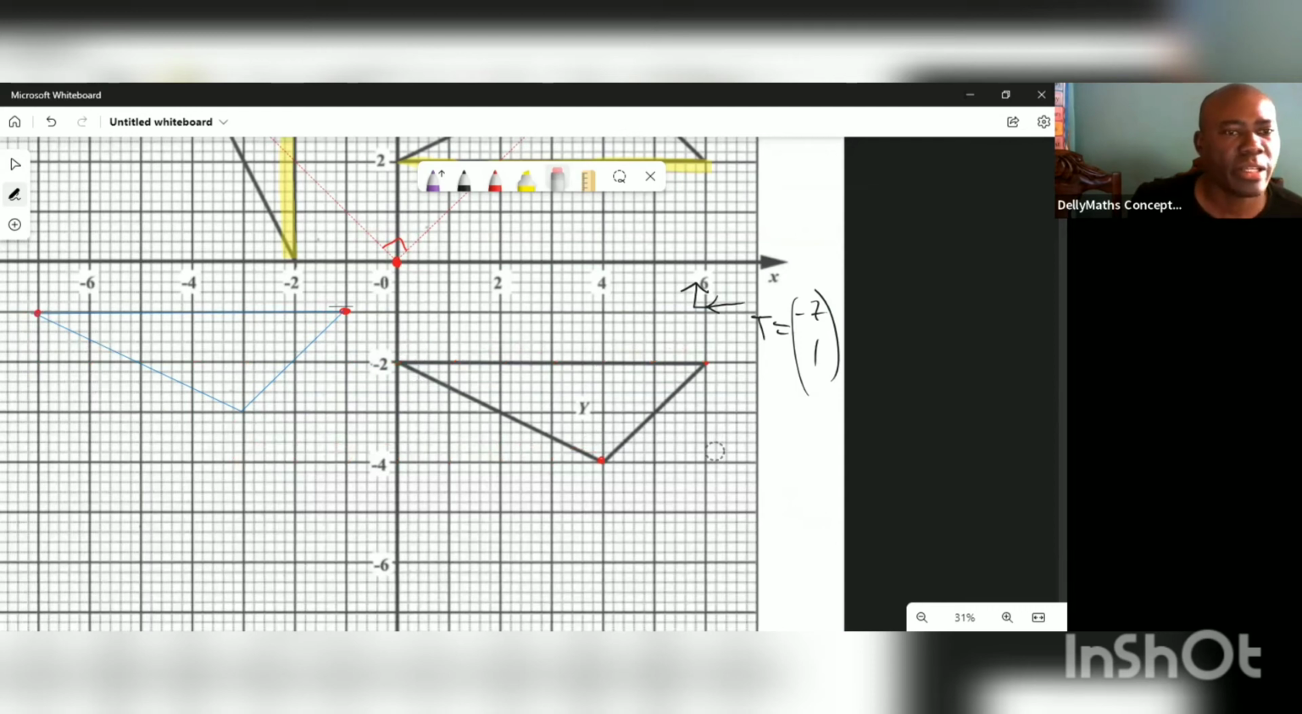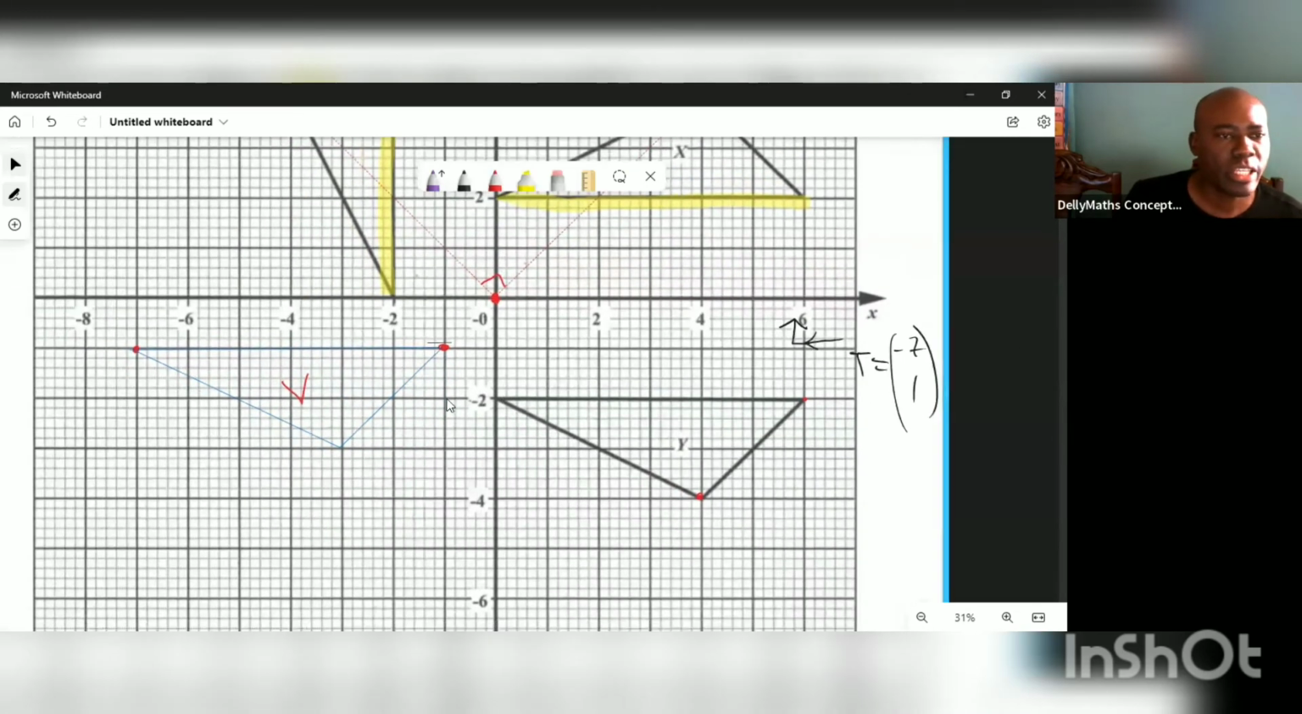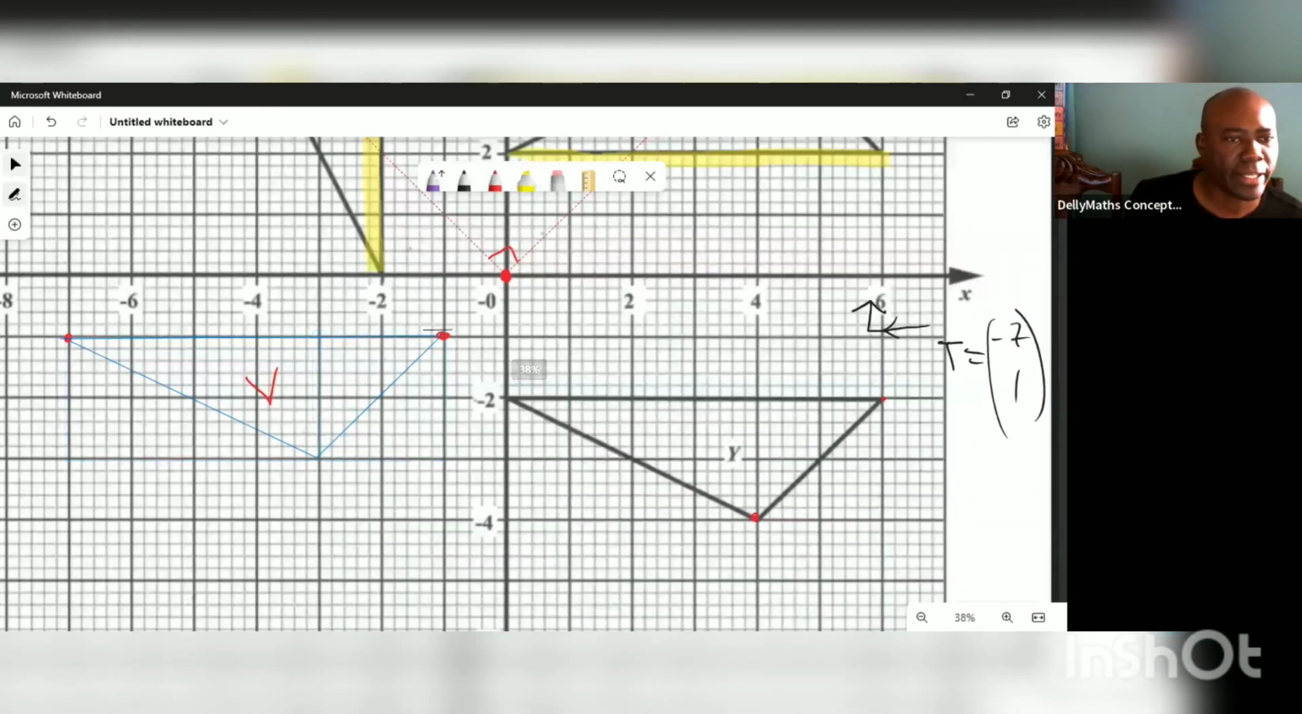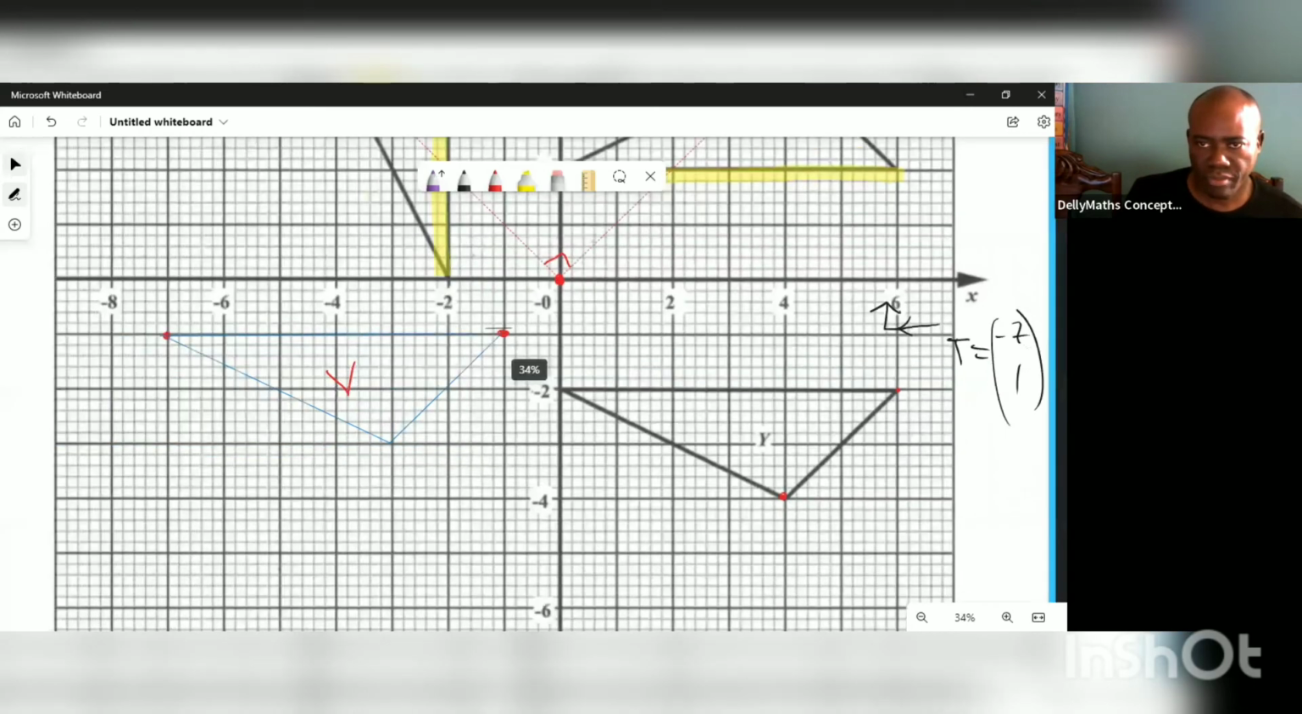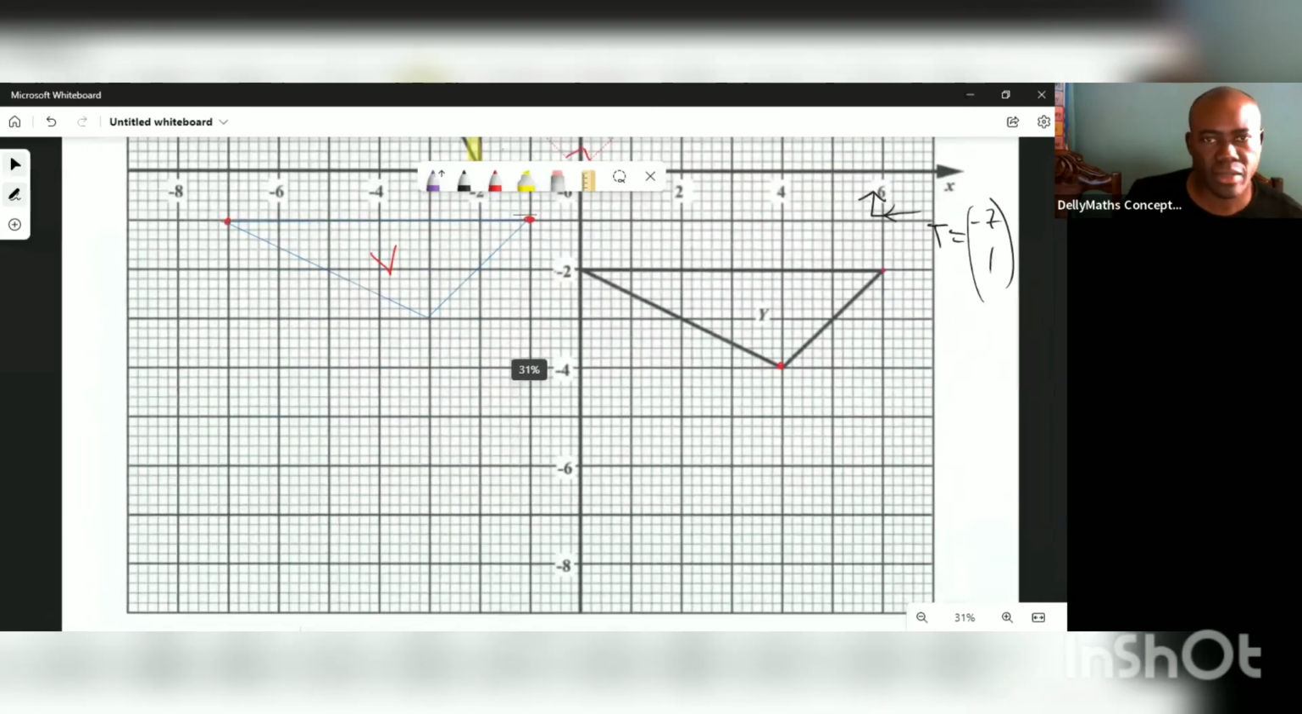So there it is. And then we call it V. So we want to call this V. All right, good. So we translate it. So the entire thing would have shifted 7 to the left and 1 up. All right, so we're looking at that new image called V right there. So that's that. Let us see the next question.